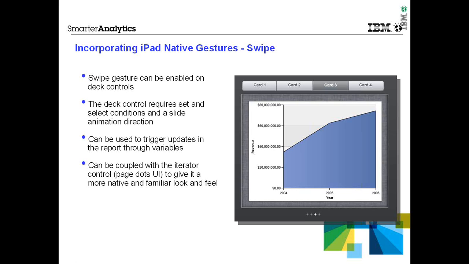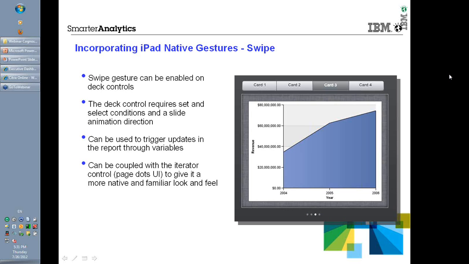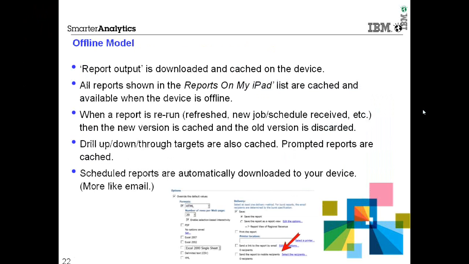If you see, I'm just highlighting the iterator control, the dots that you see there. These white dots are the iterator controls that are available to you. In case you are looking at this active report on the desktop, you will have to use the tabs present on the top of the report, the cards 1, 2, 3, 4 that you see. That is the only option, because the swipe gesture cannot work on the desktop. So on the desktop you will have to have this secondary control.